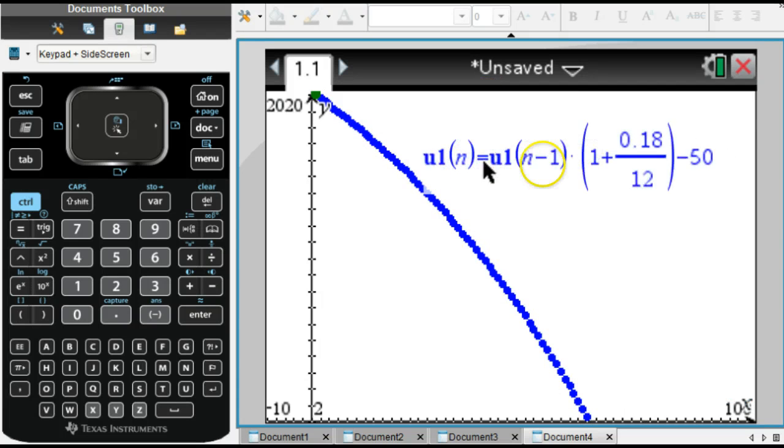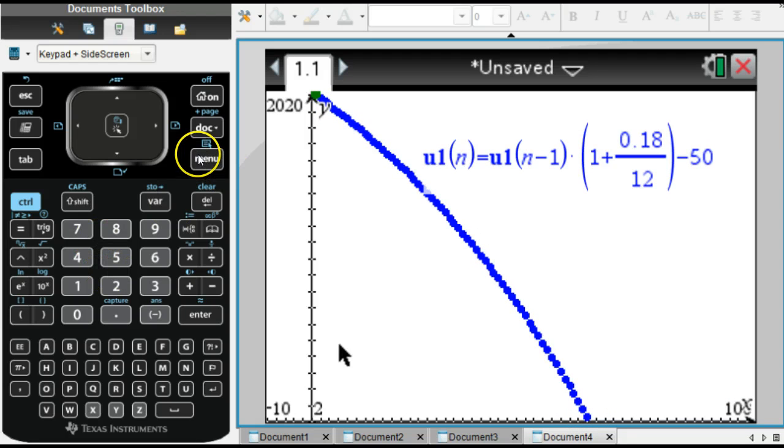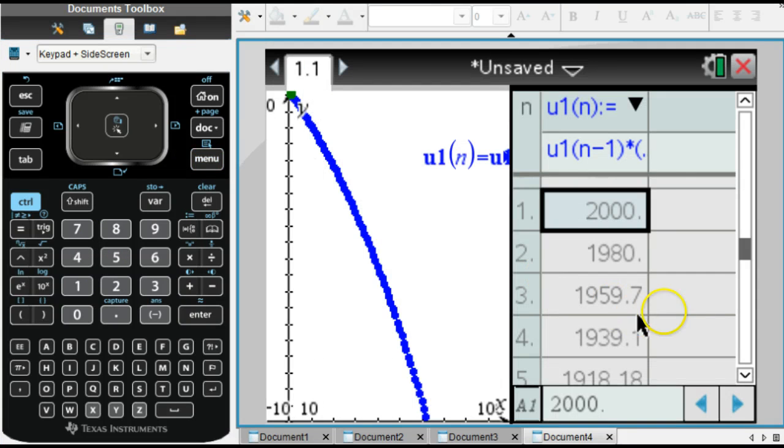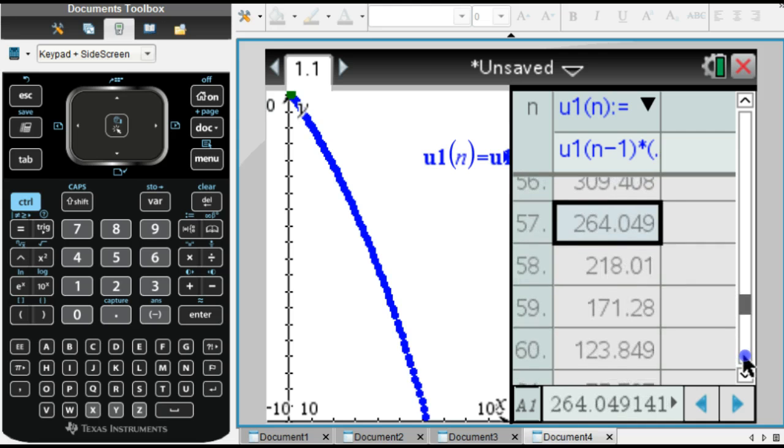Wow. Okay, so this is the recursive formula that we put in, and then here's how the payments go. Now we want to know what that value is. We can do this a couple ways. We can go to menu and go to table and then do my split screen table. And with this, these values are already in here. I want to look for when my balance is 0. And I find it right in there. So between the 62nd and the 63rd month.